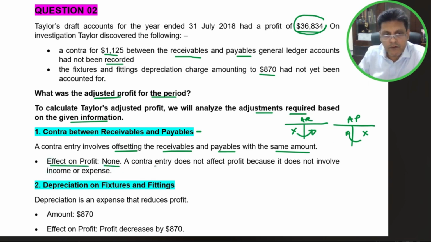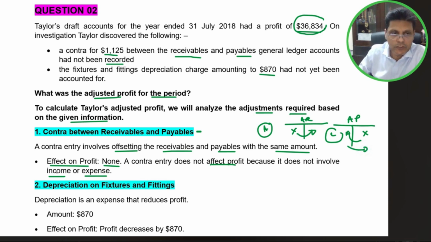None. A contra entry does not affect the profit because it does not involve income or expenses. So these are simply assets and liabilities. Okay, so we are offsetting assets against liabilities, therefore it's a balance sheet impact. There is no impact on the profitability. Then the second one, depreciation on fixtures and fittings. What is the impact? Depreciation is an expense, so that reduces the profit.